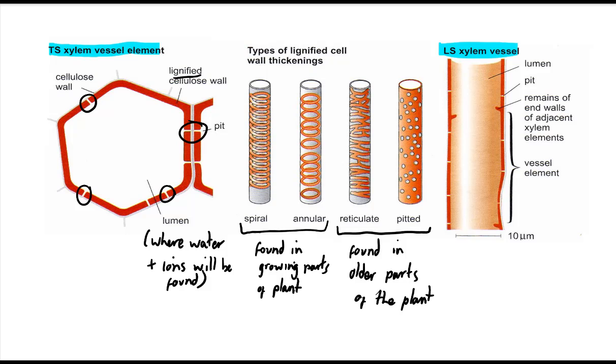And then finally, the longitudinal section here just shows how it would have been made up of cell walls like that. So there's 1, 2, 3 cell walls, but the end cell walls break down once the cell dies and leaves this big, long, continuous column which water can move up.